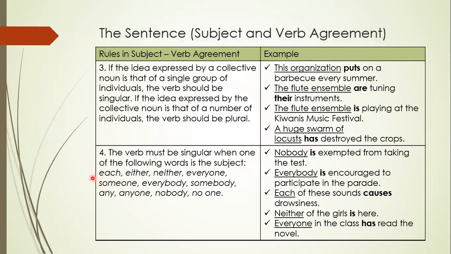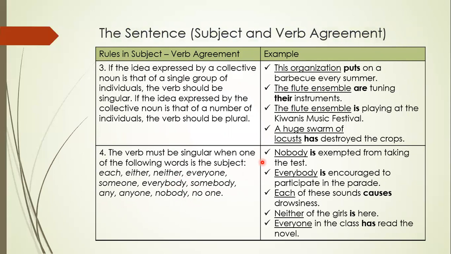I'm gonna read it for you guys. Each, either, neither, everyone, someone, everybody, somebody, any, anyone, nobody, and no one. All right, example, I'll just read three examples here. Nobody is exempted from taking the test. Everybody is encouraged to participate in the parade. Each of these sounds causes drowsiness.